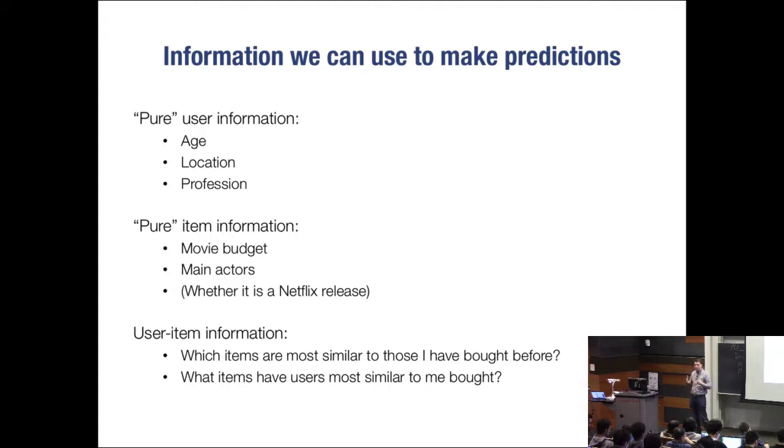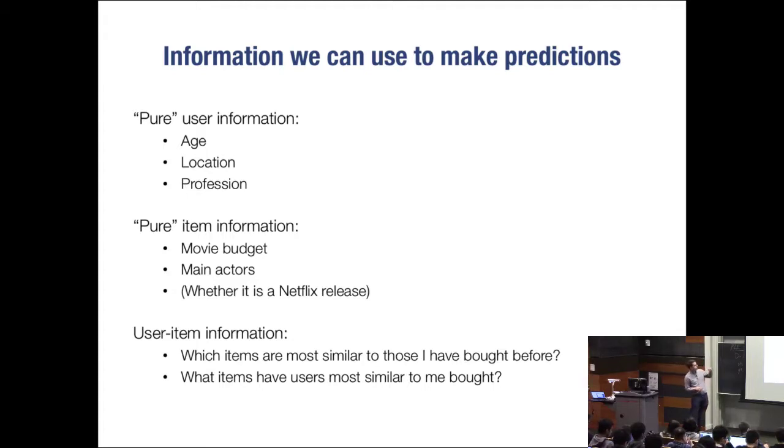And there are things that are more pure item information. So that's things like, for a movie, what's the budget? Who are the actors? What genre is it? For Netflix, one of their biggest flags seems to be whether or not they in fact release it, because they often recommend things that they release. But that seems more similar to the features that we're used to in machine learning, right? We're used to features of a person and features of an item. So you can imagine building a pure item classifier that would predict, based upon user features, which users like that item or not.